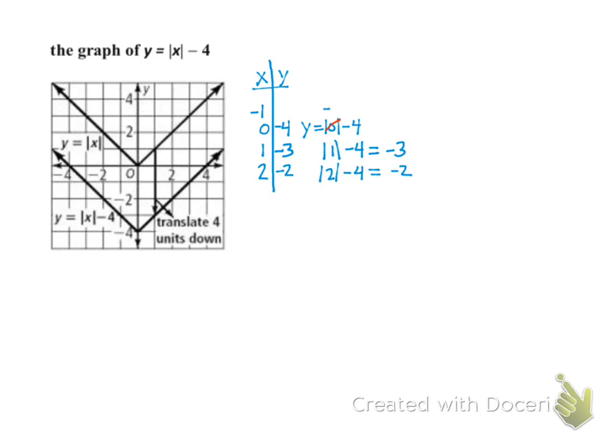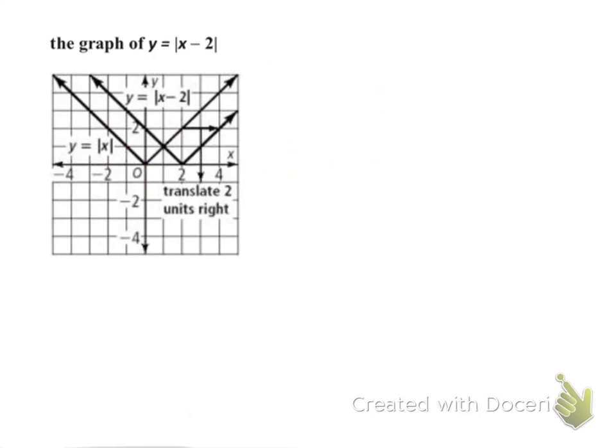And then dealing with the absolute values of the negative side. The absolute value of -1 is positive 1, and 1 minus 4 is -3. And when we plug in -2, the absolute value of -2 is 2 minus 4, which is -2. And as you'll see in this graph, everything just gets shifted down 4 units after the absolute value, and there goes the graph of y equals the absolute value of x minus 4.